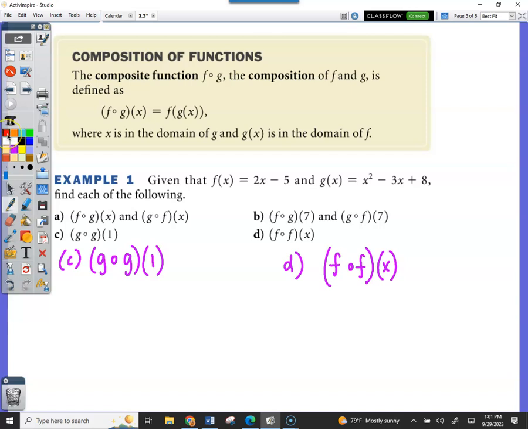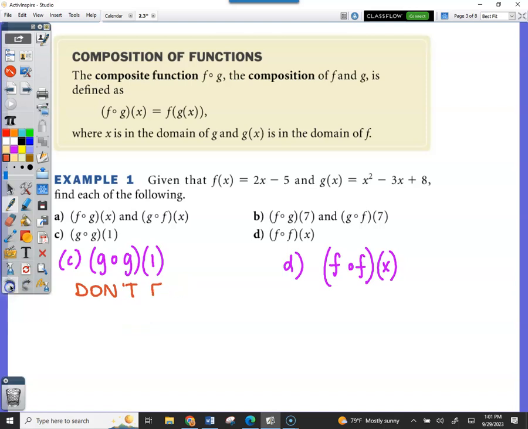If your red is not wrong, I'll do light red. Red's not wrong here, but red would be chaotic here. I would not find g of g and then plug in 1. I would not do that, because g is a quadratic, and you would be plugging a quadratic within a quadratic. It's going to be chaotic.